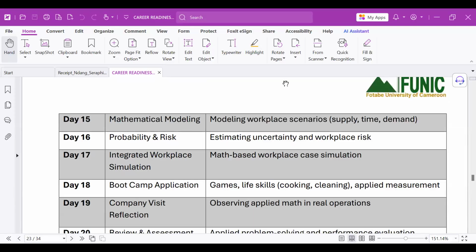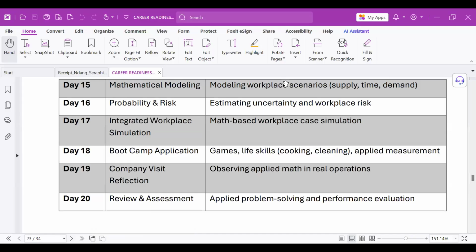Day 15, we are going to look at mathematical modeling. Day 16, we'll do probability and risk management. Day 17, we'll do mathematics based on workplace case simulation. So we're going to do some case studies that will help us imagine what happens in a real workplace. On day 18, people are going to have your boot camp. Day 19, you have company visit and reflection, and then day 20, review and assessment.